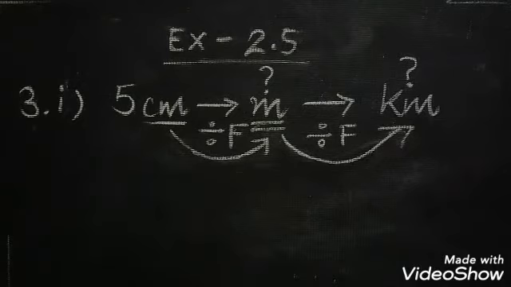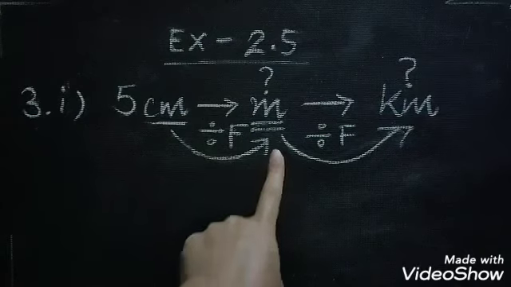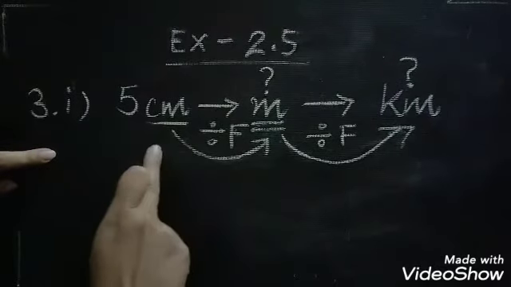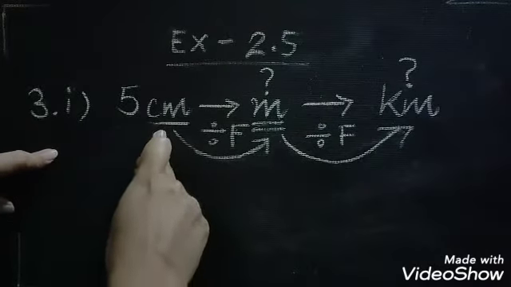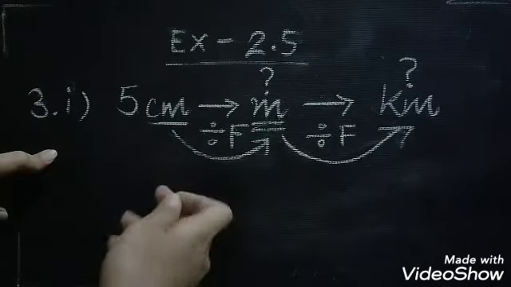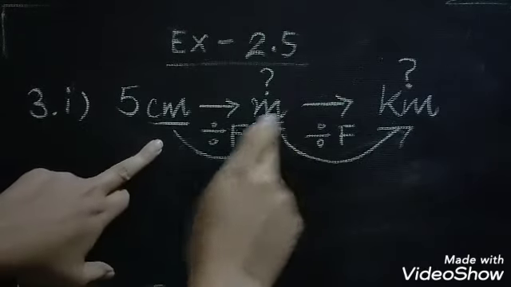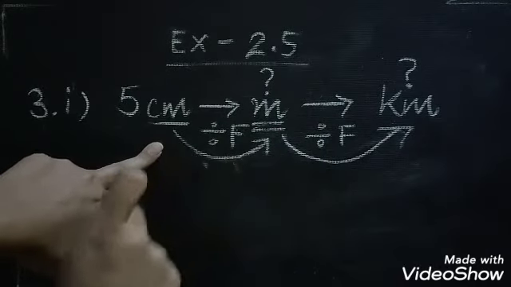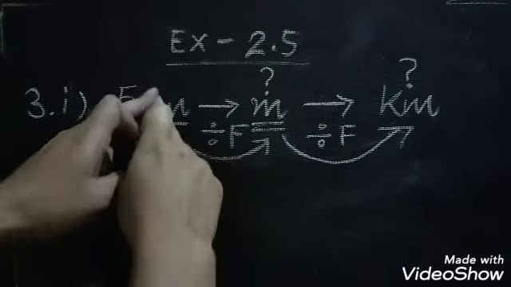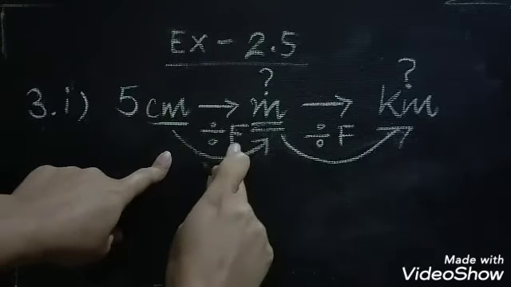In question 3, part 1, you are asked to convert 5 centimeter into meter first and then into kilometer next. As you know, the centimeter is the smaller unit and meter is the bigger unit. And from the previous question, you already know that a smaller unit, when converted into the bigger one, is divided by the conversion factor. Now what is the conversion factor? Conversion factor means how many smaller units come together to make a bigger unit. That is the conversion factor.